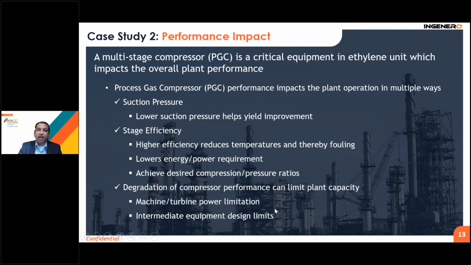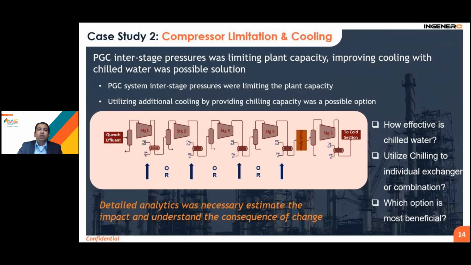And this limitation can come in terms of machine or turbine power limitation, or even sometimes intermediate equipment design limits. So let's look at what was happening in the system which we are analyzing. In this particular PGC system, because of fouling issues, the interstage pressures were running high. And because the interstage pressures were high, the overall plant load was restricted.